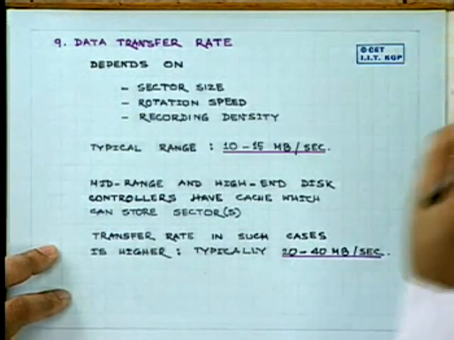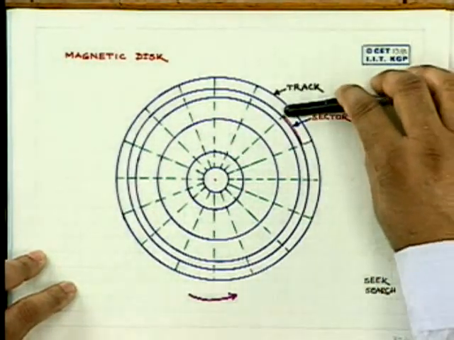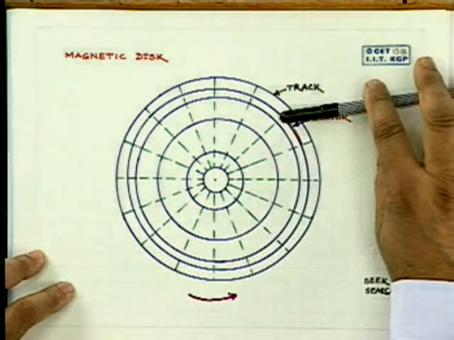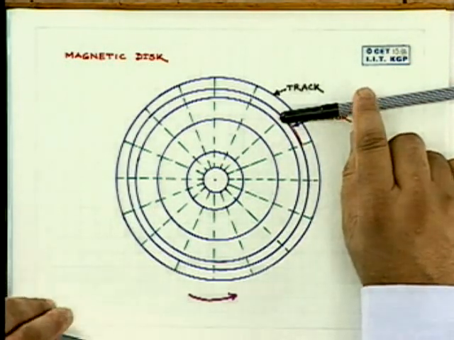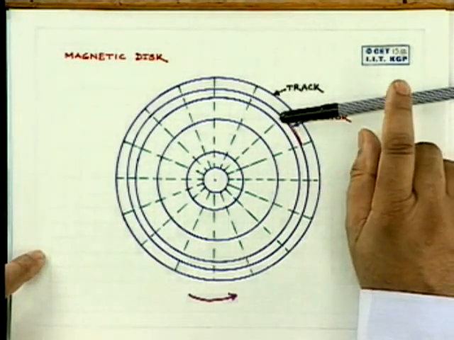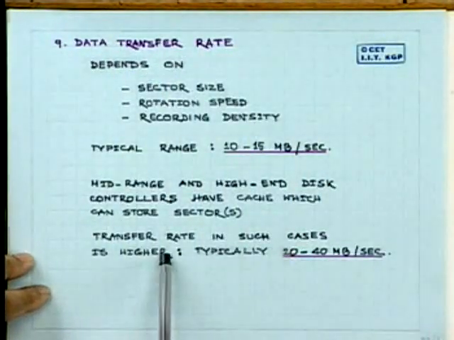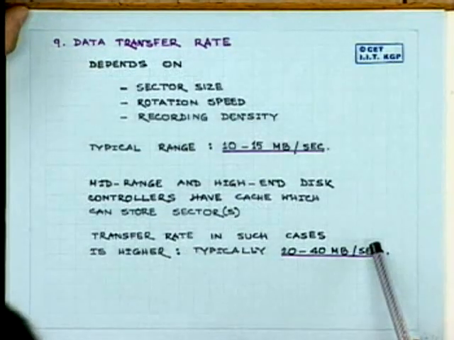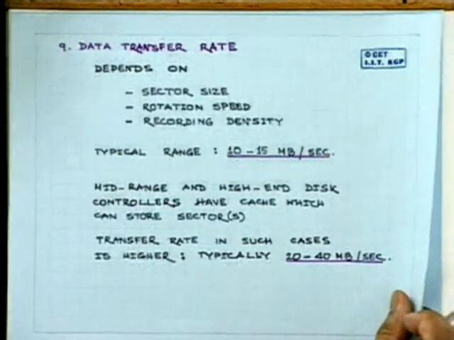By that I mean this. What can be done is that as the sector is passing through the read head, the data is read and transmitted. Another option is that the data be read and kept in cache, and in that case the data can be read earlier and then transferred at a much higher speed from the cache, and the transfer rate turns out to be much higher, say 20 to 40 megabyte per second is a typical figure.